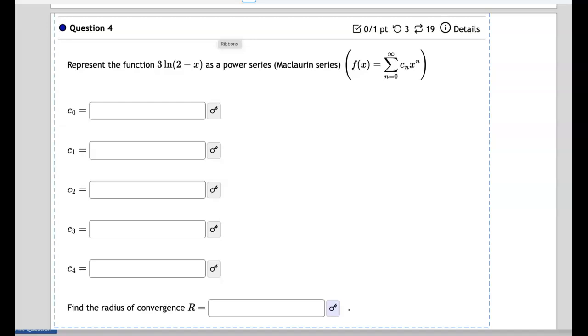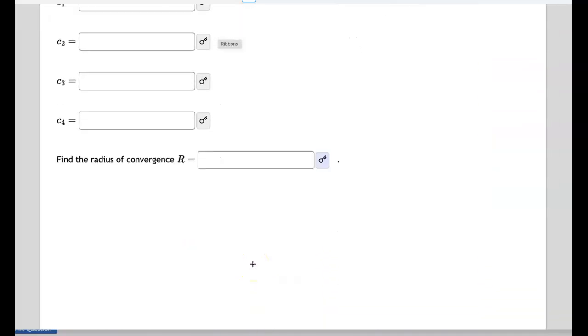In this problem, we're asked to find the Maclaurin series for the function 3 times ln of the quantity 2 minus x, and also find the radius of convergence. So we're really looking for the first 4 coefficients here, and then we're going to apply the ratio test to get the radius of convergence.